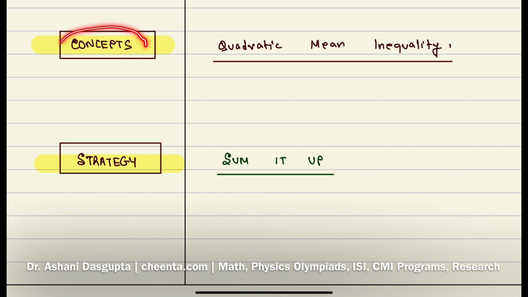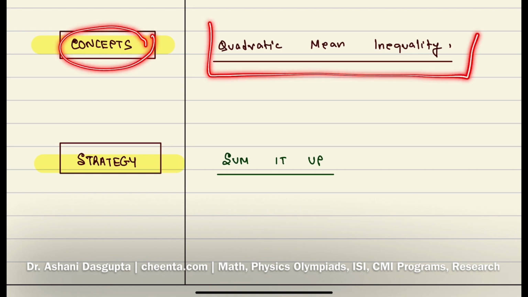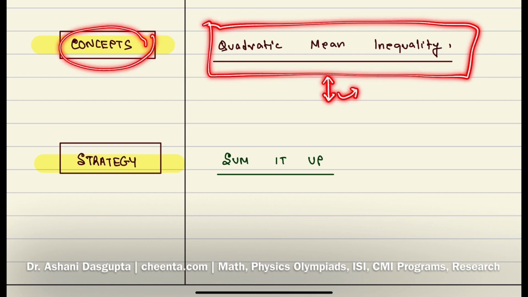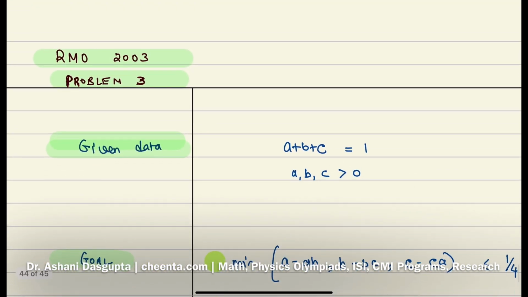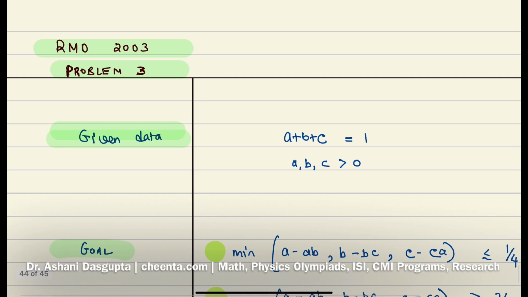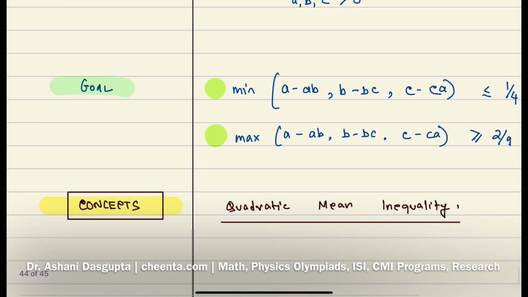We want to learn a concept called Quadratic Mean Inequality. But as usual, we would like to understand this concept in the context of a problem. That's how we learn things. We learn things if we know how to apply them in a problem. And this is the problem that we will be applying it to.